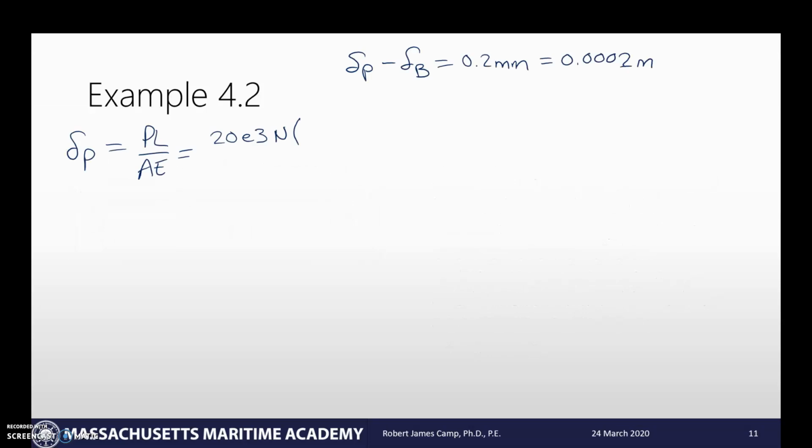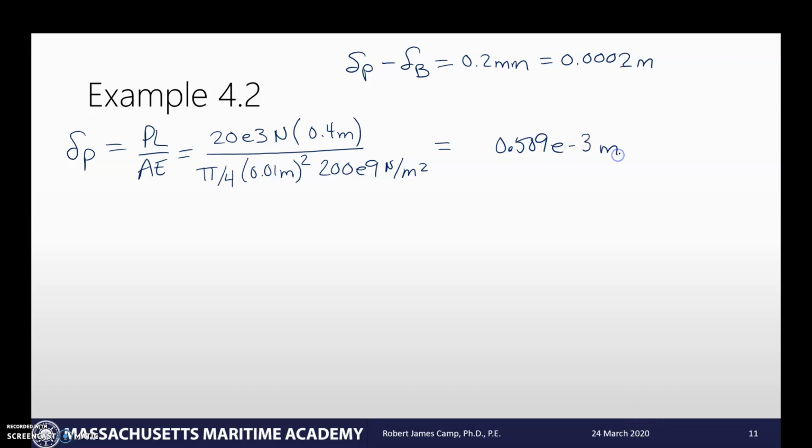So as I'm looking at that 20,000 newtons, it operates over only that first 0.4 meters, because after that it's nothing. And then we have our area, pi over 4, d squared, converting my millimeters into meters, times 200 e to the 9th newtons per meter squared. And so what that tells me is the deflection due to that load when that wall's not there is going to be 0.509 times 10 to the negative 3 meters.